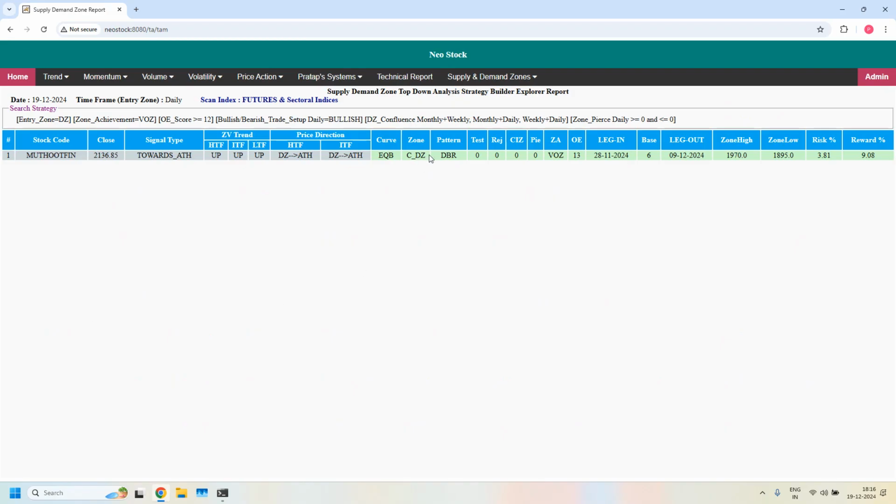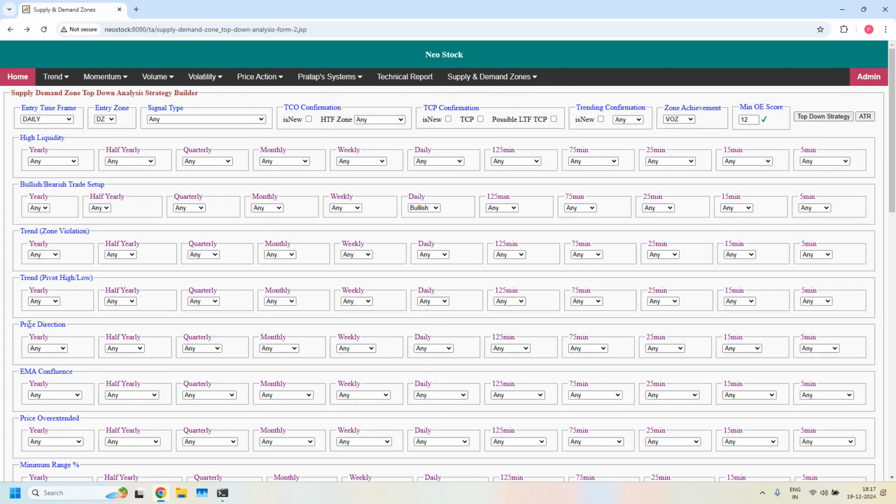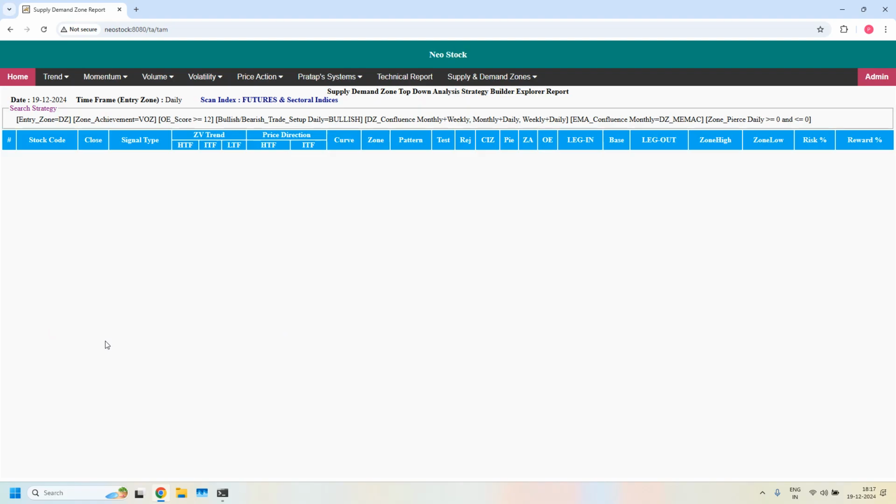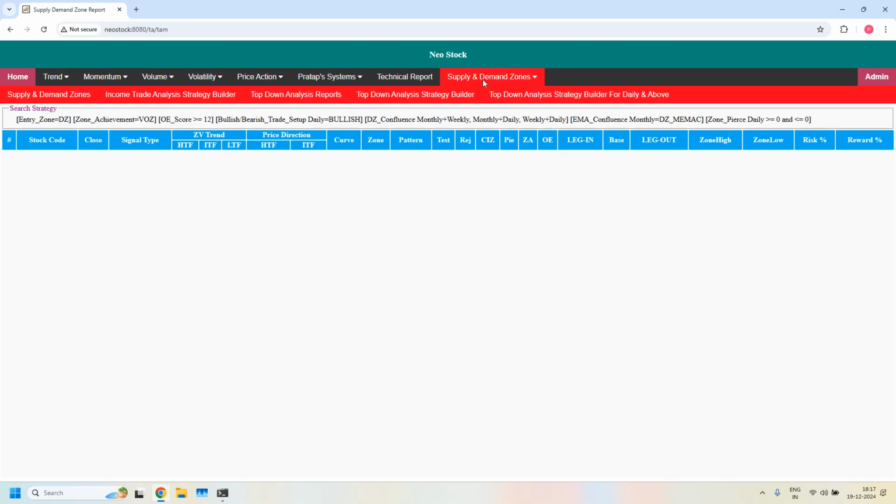So in this zone, this is the daily zone, is part of the weekly zone, both together part of the monthly zone. Let us check whether this monthly zone is having monthly EMA confluence. In the EMA confluence, monthly time frame, monthly demand zone with monthly EMA confluence. No, the stock is not having monthly EMA confluence. So this is about bullish trade setup for monthly income trade.